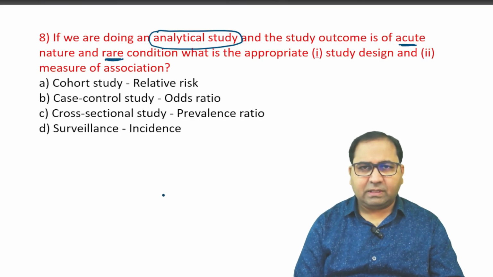So the answer for this question, as we have seen in previous chapters, is option B, that is case control study and odds ratio. Now see the chart which is mentioned below.